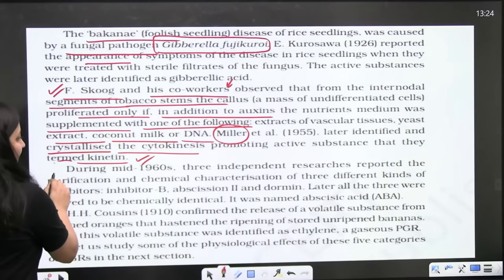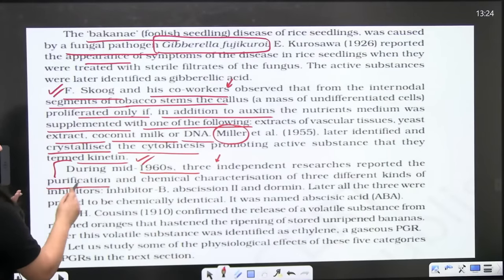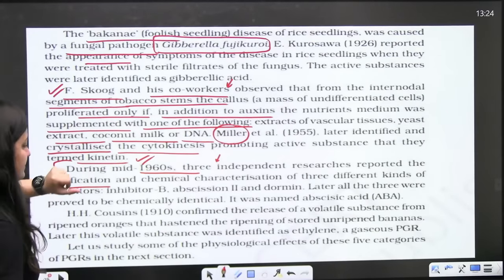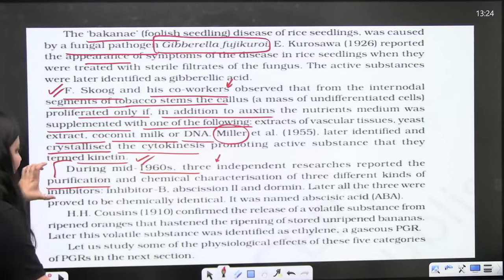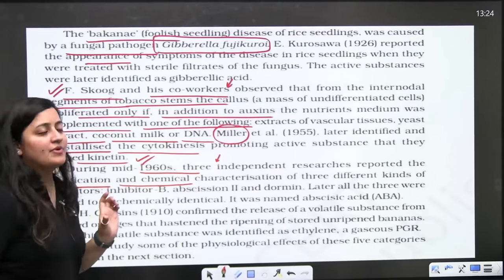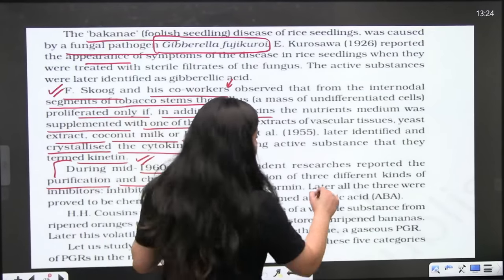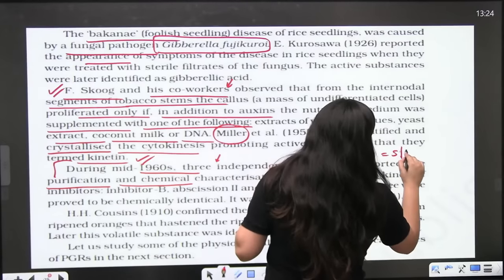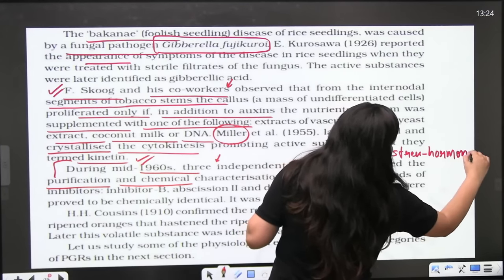Then ethylene. During the mid-1960s, three independent researchers reported the purification and chemical characterization of three different kinds of inhibitor. Sorry, this is abscisic acid, not ethylene. So here we are talking about ABA, that is abscisic acid, and it is the stress hormone in the case of plants. It is the antitranspirant in the case of plants.